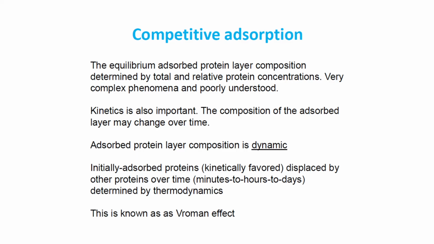Let's read through the slide. The equilibrium adsorbed protein layer composition is determined by total and relative protein concentrations. It's a very complex and poorly understood phenomenon. So which protein is going to adsorb more on the surface is determined by their relative concentrations. Let's say protein A has a lot of concentration, so naturally that is going to adsorb more onto the surface, and this is a very dynamic process. So it's not like once a protein is absorbed, it will forever stay there. No, it can easily detach. Depending on whether there is a more competitively absorbing protein in its vicinity, it will just displace that protein and absorb onto the surface.